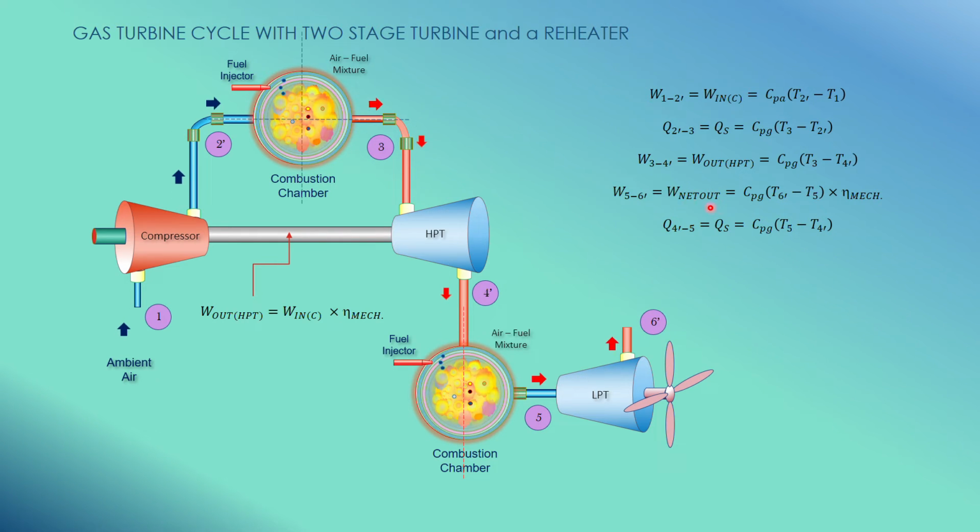And then the network output is still based on the last turbine, that is the low pressure turbine. And then the work output of the high pressure turbine is still equal to the work input of the compressor. And remember, you have to multiply by its mechanical efficiency. It's the same for the network output. Because you see a shaft here and a shaft here, that is why you have to multiply by another mechanical efficiency for the network output.